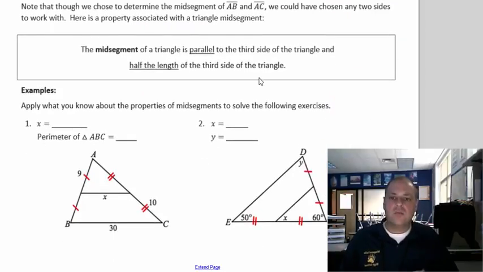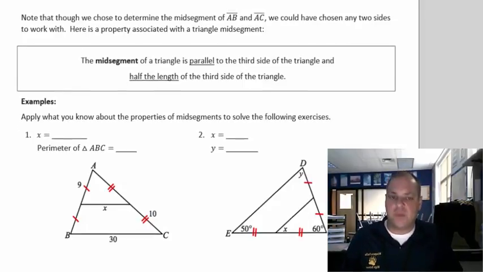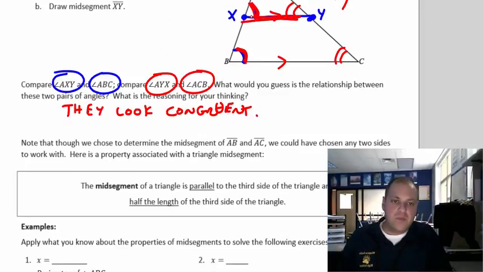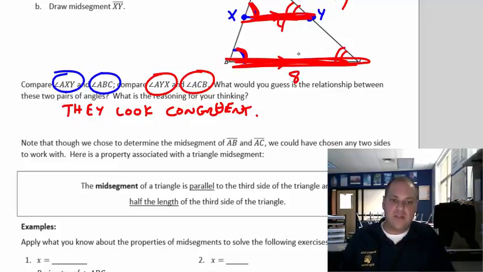That's what I boxed up here. The mid-segment of a triangle is parallel to the third side of the triangle and half the length of the third side. So how do I know it's half the length of the third side? It turns out that this length right here is half of this. So if this is 4 and this is 8, if this is 8, this is 4. If this is 4, this is 8. Whatever it may be, okay?